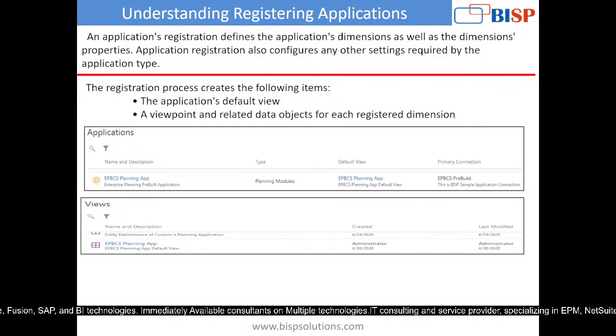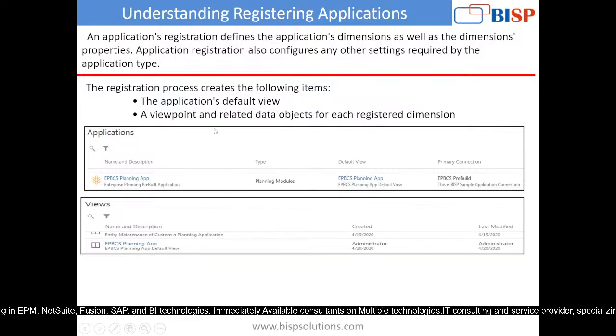Okay, then we have understanding register application. An application's registration defines the application dimensions as well as the dimensions' properties. As I just told you, when we register an application, we have all the dimensions, and for a particular dimension, when we use the application, all the properties of the dimension will come in the viewpoints.